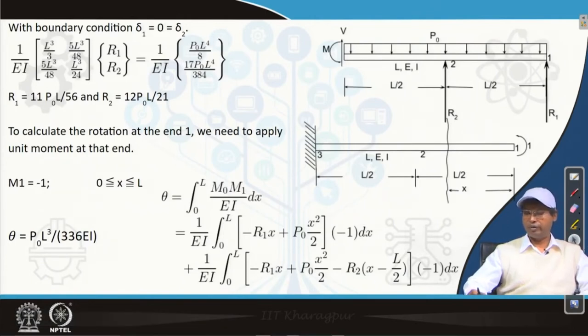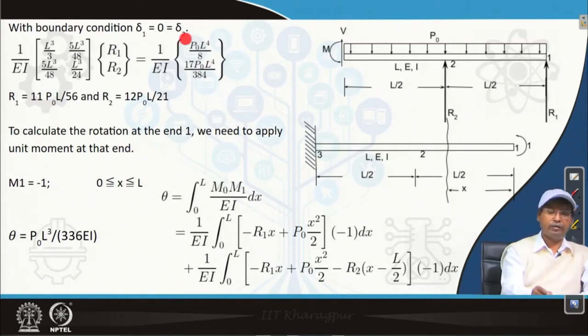Now we put the boundary condition delta 1 and delta 2 equal to 0. It is written in matrix form, you may not write the matrix forms, you can simply solve the equations, and if you solve them we get that R1 equals 11 P0 L by 56 and R2 equals 12 P0 L by 21. To calculate the rotation at the end 1, we need to apply that this much is solved.